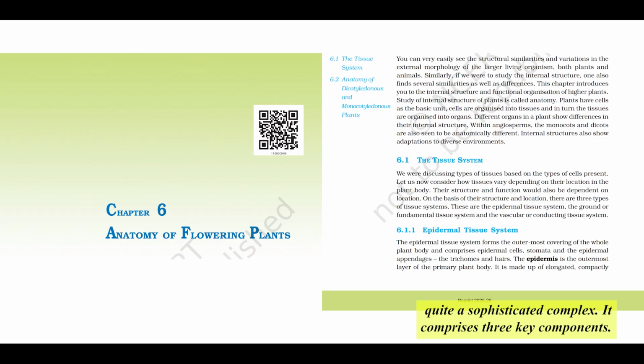This system is actually quite a sophisticated complex. It comprises three key components. First, the epidermal cells themselves, which form the main covering. Second, specialized structures called stomata, which are absolutely crucial for gas exchange. And third, various epidermal appendages, which include structures like root hairs and things called trichomes.